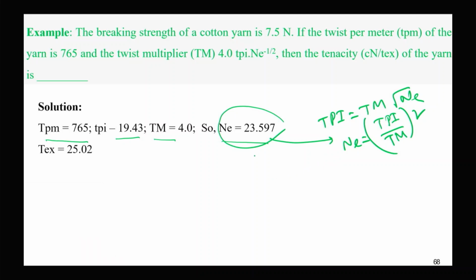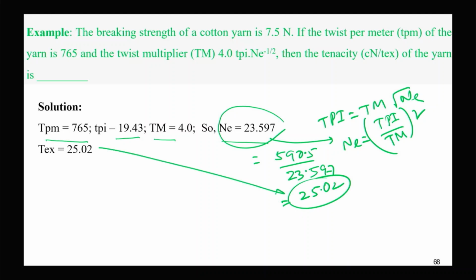So 590.5 divided by 23.597 equals 25.02. This is how we get the tex value, and then we can calculate the tenacity, which is 29.97 centinewton per tex.